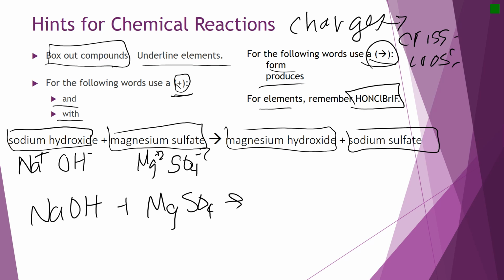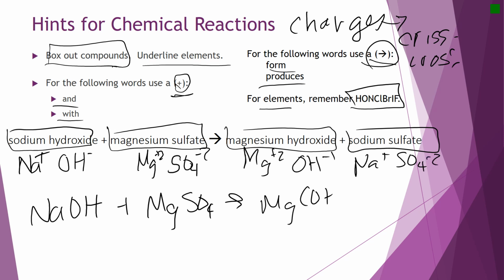Arrow means yields, so these are my reactants on the left-hand side. Now I'm ready to start my products. I've already come up with the charges on the other side, so I could just copy them over, and then we crisscross. So we end up with Mg(OH)2 plus Na2SO4. All right. Now the last step is that you have to balance these.